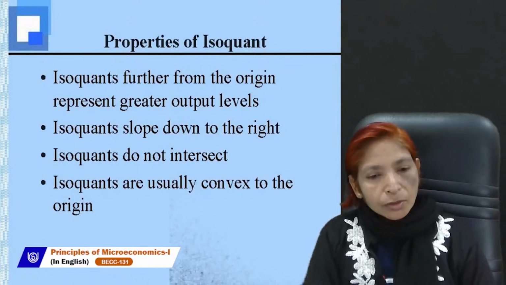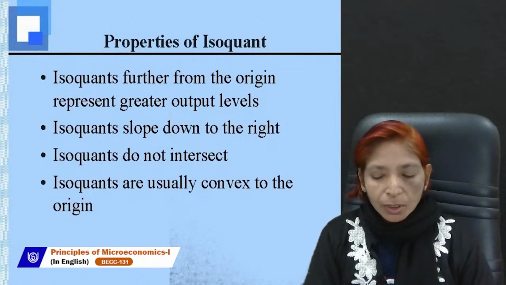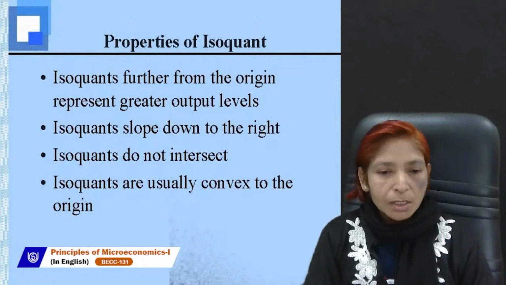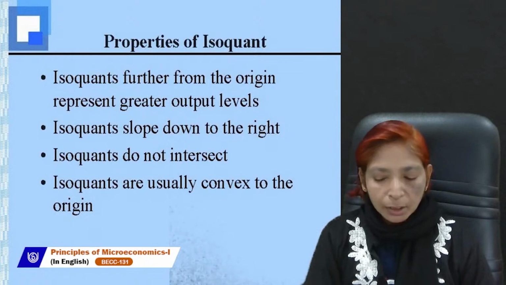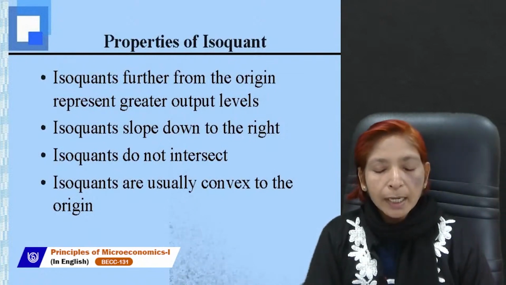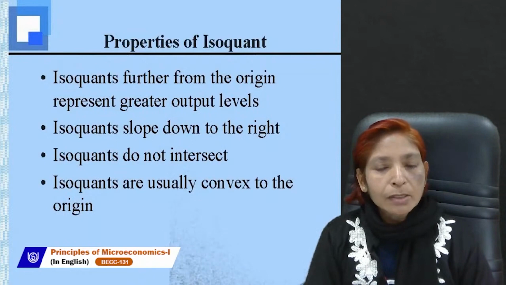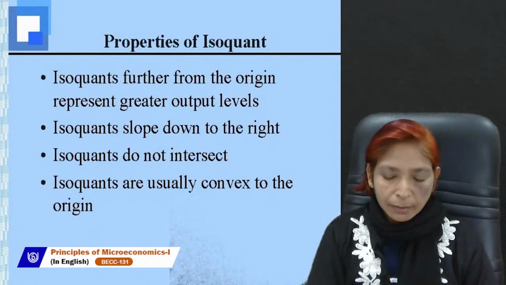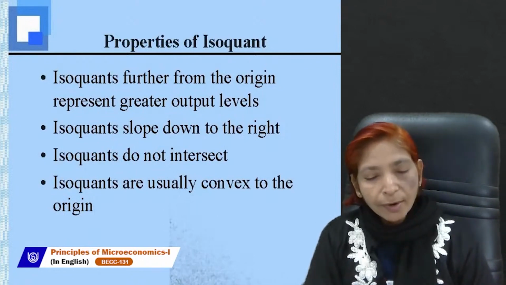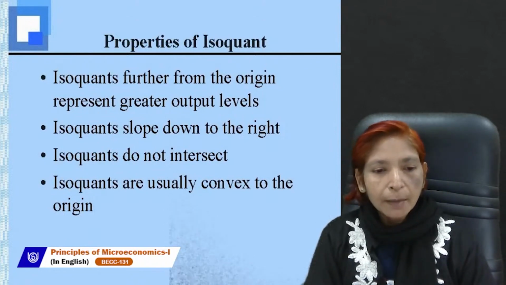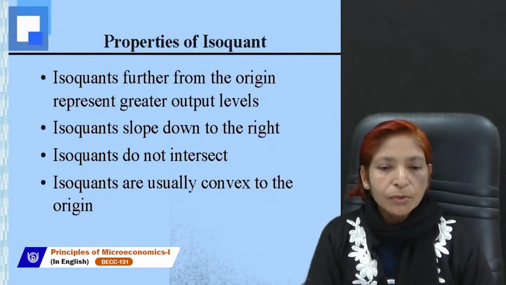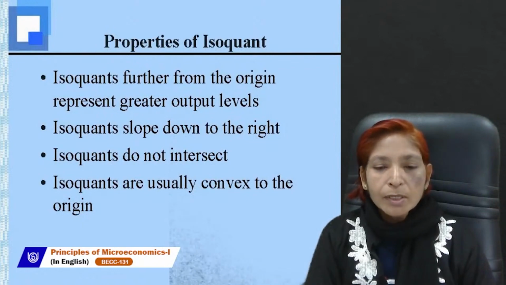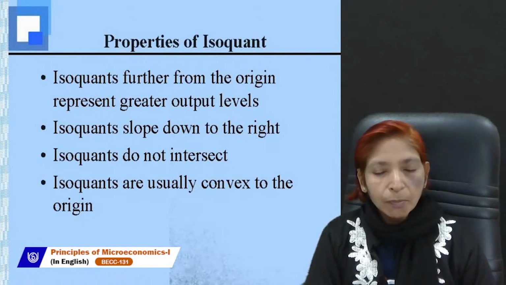And isoquant curve is usually always convex to the origin due to diminishing marginal rate of technical substitution. As you know that labor and capital, these are the two techniques of production. One is labor intensive, other is capital intensive. And we are using here two factors of production, which are labor and capital, which represent the two technologies of production. So isoquant curve is always convex to the origin. This is the main important feature of this isoquant analysis.